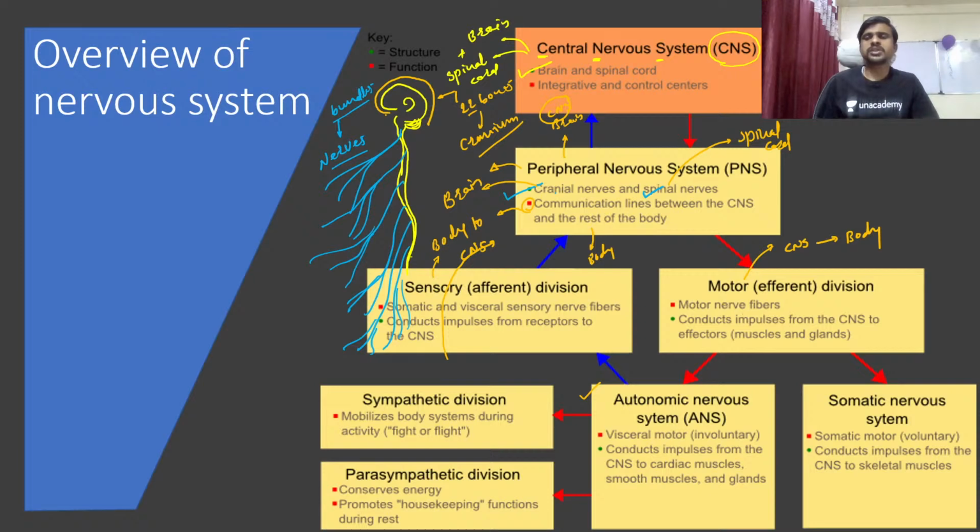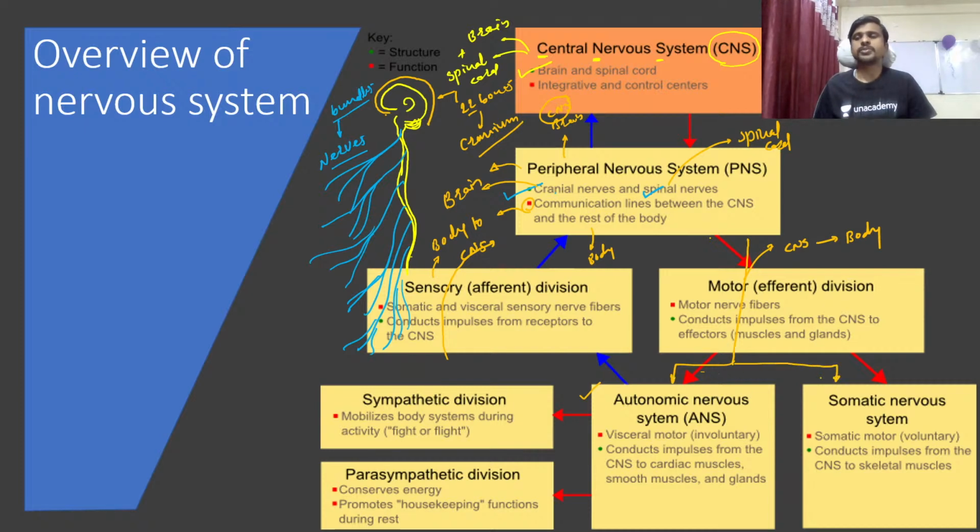Okay, so if you see the motor nerve, it is again the motor division is divided into the two. One is autonomic nervous system and the somatic nervous system. So actually these are the part of your peripheral nervous system. Okay, so the peripheral nervous system can be divided into the autonomic and the somatic nervous system.